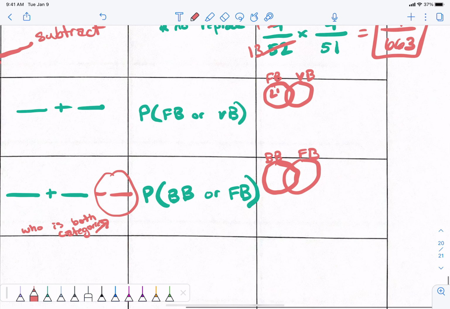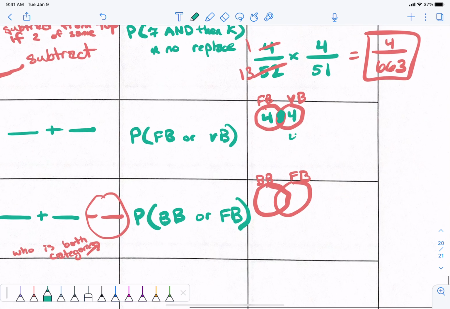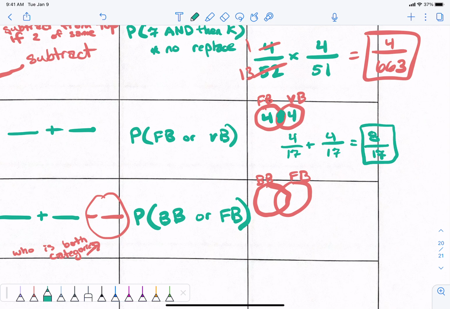So 4 football players. How many volleyball players? 4 also? Michelle, Lily, and then you two over there. Okay. So 4 and 4. And nobody's both, so we're going to cancel out the middle. So we would have 4 out of 17 plus 4 out of 17. So I would have an 8 out of 17, because you don't add the bottom numbers together. If I randomly come in here and choose one person, I have an 8 out of 17, or a little less than 50% chance of choosing either a football player or a volleyball player in here, right?